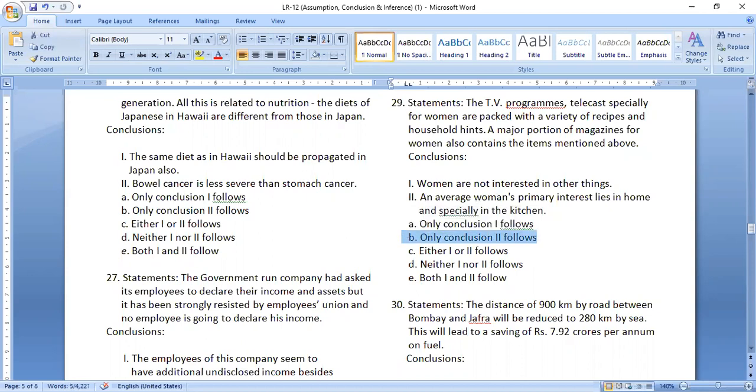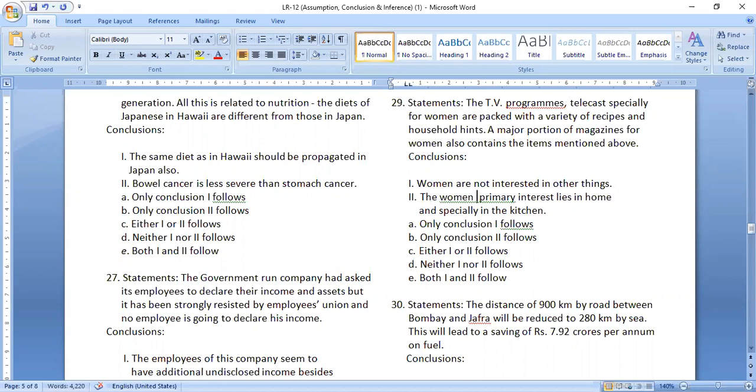Okay. So I think what they mean by average women is the women for whom these are intended. Yes, I think an average amount of women are at home and primarily in the kitchen, and that is why the magazine keeps items like a variety of recipes and other TV programs. But we cannot justify that the woman's primary interest lies at home.